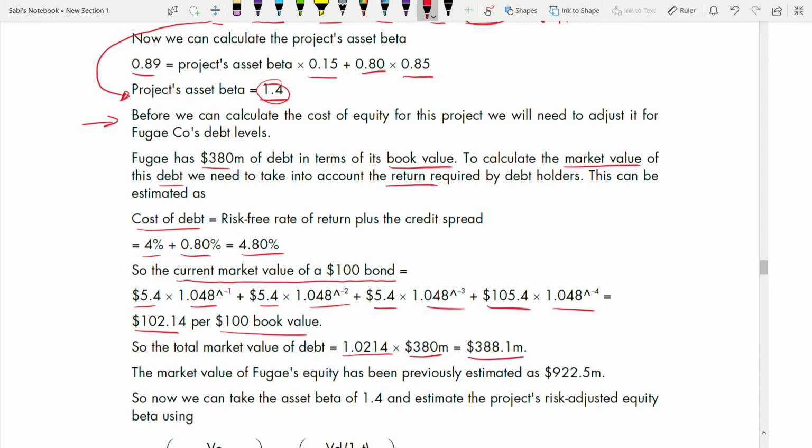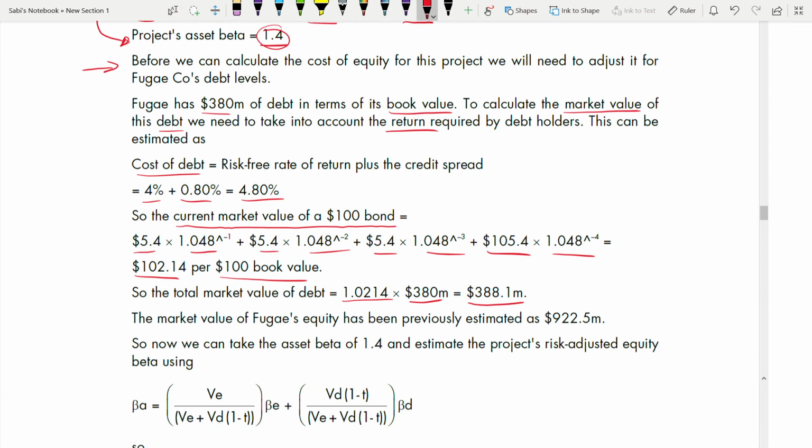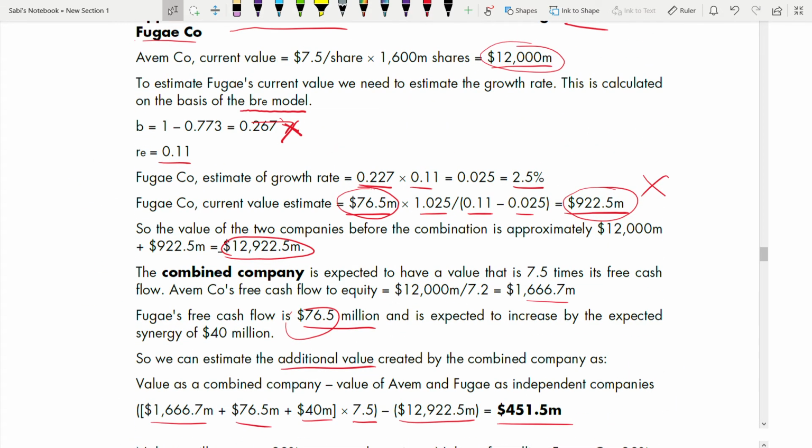Coming to market value of equity. The market value of equity of Fugai has been previously estimated as this. Go up and check. Go up and check. If you're trying to find the market value again and wasting time, we have already done it. Okay, we'll go up and show. 922.5. That is the value.